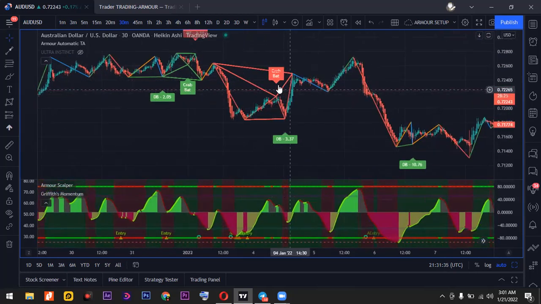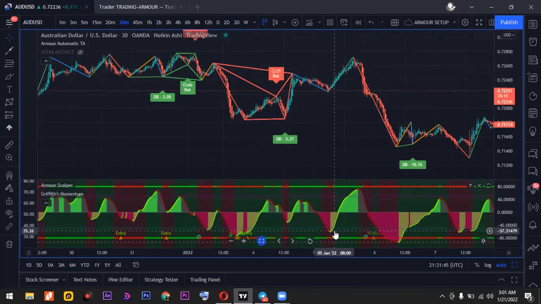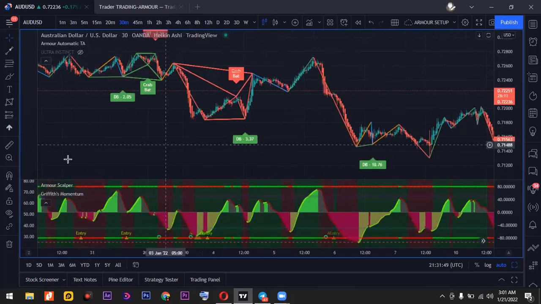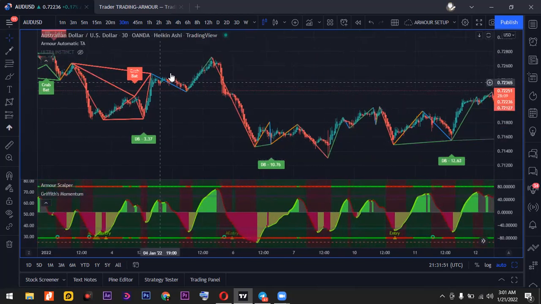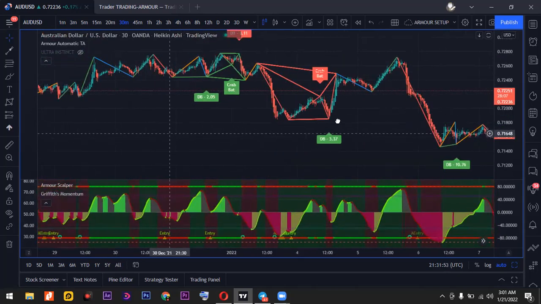And here is a bad pattern. After this A, B, C, D wave finishes, we can short. And whenever this scalper changes to green, we exit. We take our profit. Sometimes the volume is low.